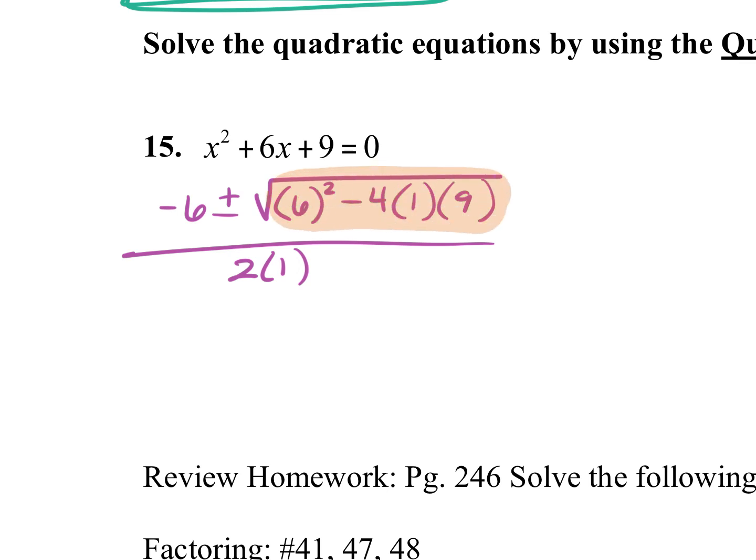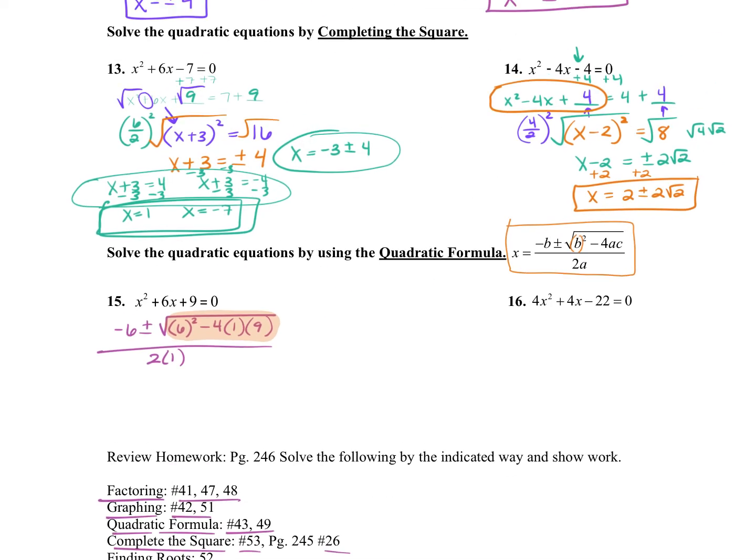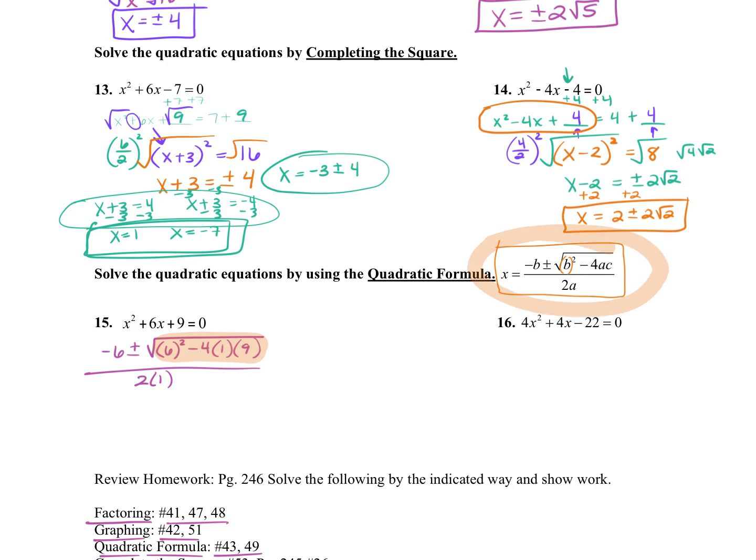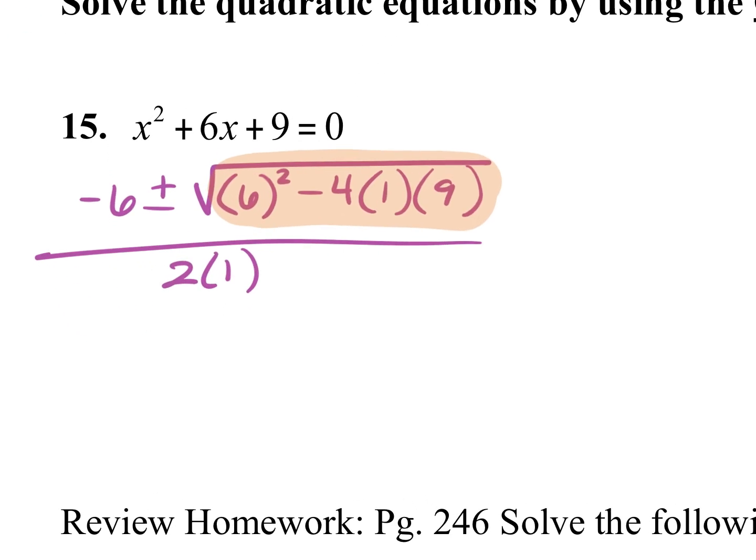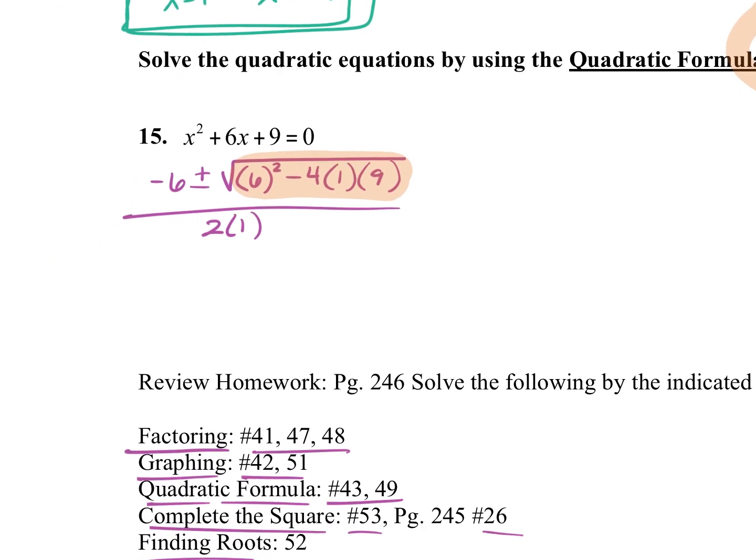Just to clarify, we need to memorize the quadratic formula? No, you don't need to memorize it. It's on the quiz for you. Is it on the test? Yes. You don't have to memorize it at all.